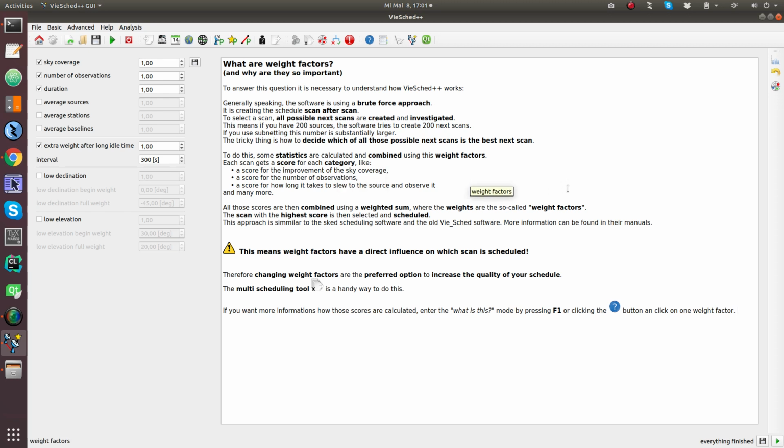I hope it's a little bit clearer, and in case you want to get more idea about how these metrics are calculated and how the scores are calculated and how all of this works, then please have a look at the VieSched++ paper. I will put the link in the description as soon as it is published, so this should be any day now. And in this paper you get a lot of details about how this is calculated and how this is happening.